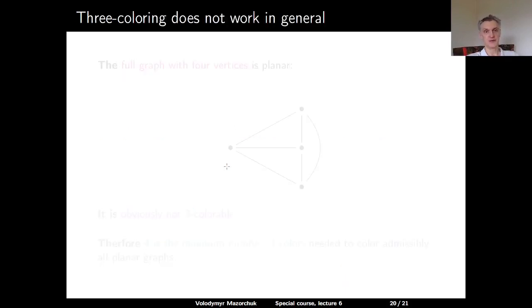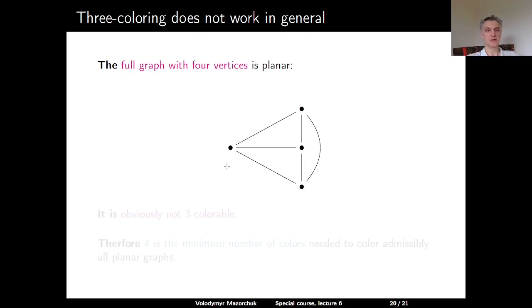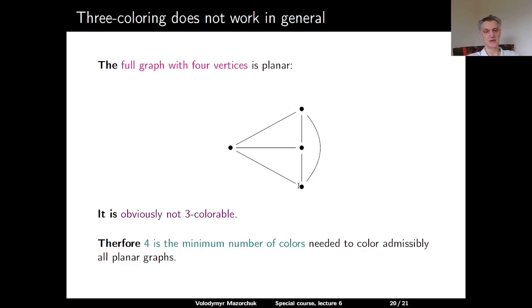How about 3-colorings? It is very easy to see that there is no 3-color theorem for planar graphs. If you simply consider the complete graph on 4 vertices, this is obviously planar. So here is a plane graph, which is a complete graph on 4 vertices, and this is obviously not 3-colorable because each vertex is connected to 3 other vertices. So 4 is the minimal number of colors needed to color admissibly all planar graphs.